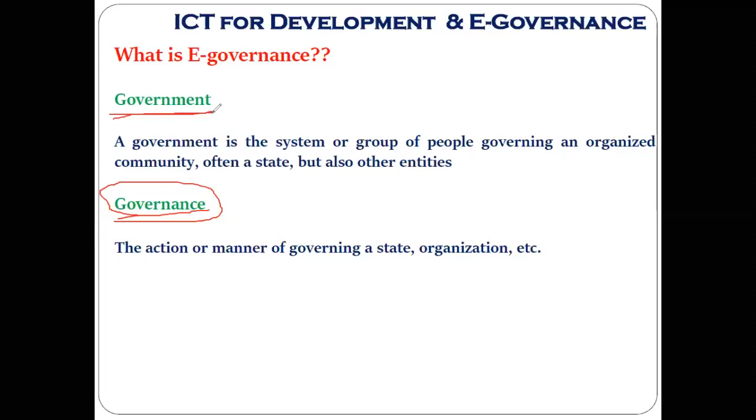That is, the government was being run in a particular manner. How the government is running the state, how the government is running the country, that is nothing but what is called governance. Getting it? The action or manner of governing a state or an organization. What the government does, how it runs the state, whether good or bad, is nothing but governance. Understood?